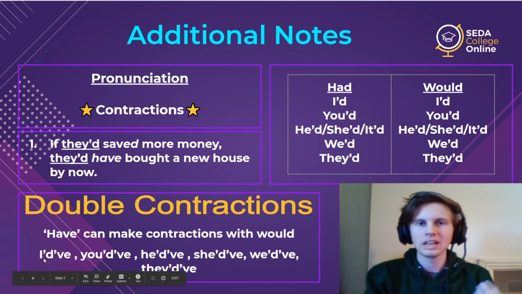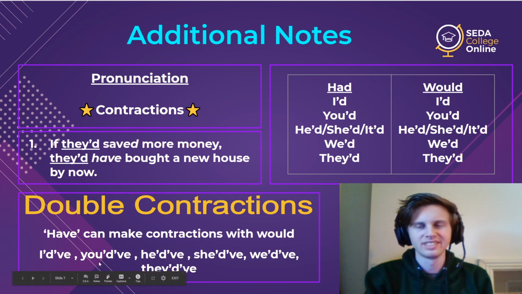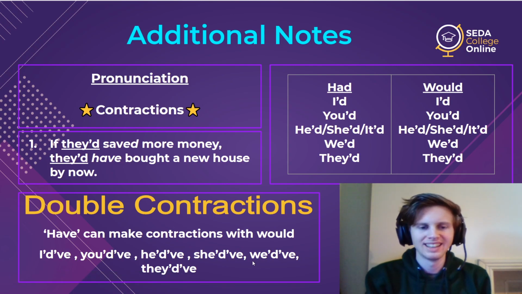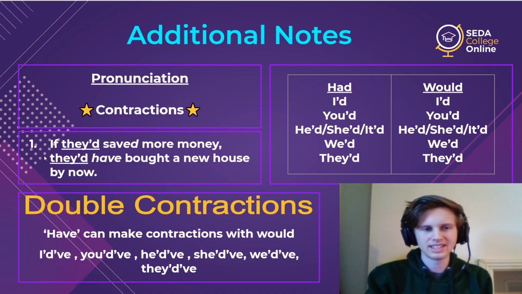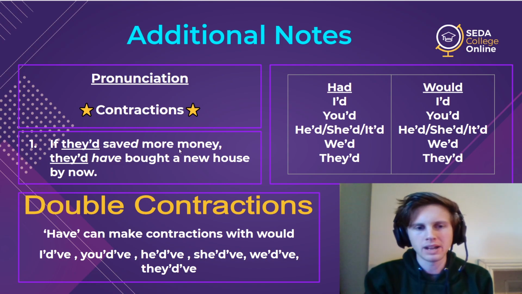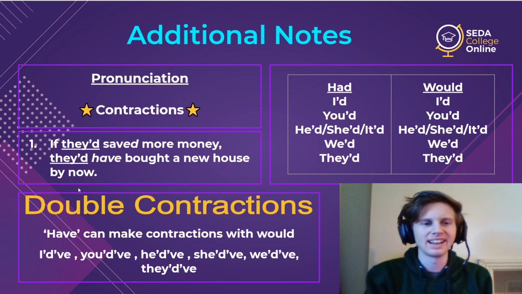So, I'd have, you'd have, he'd have, she'd have, we'd have, and they'd have. All right, let's try this sentence here. If they'd saved more money, they'd have bought a new house by now. They'd have bought a new house by now.